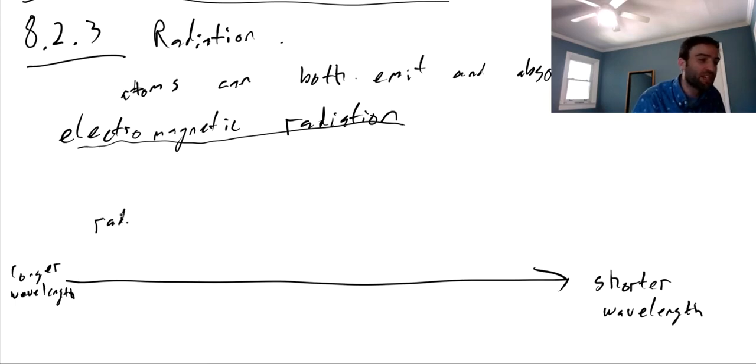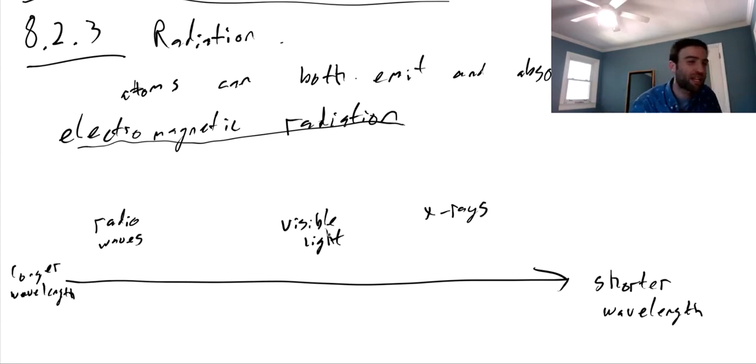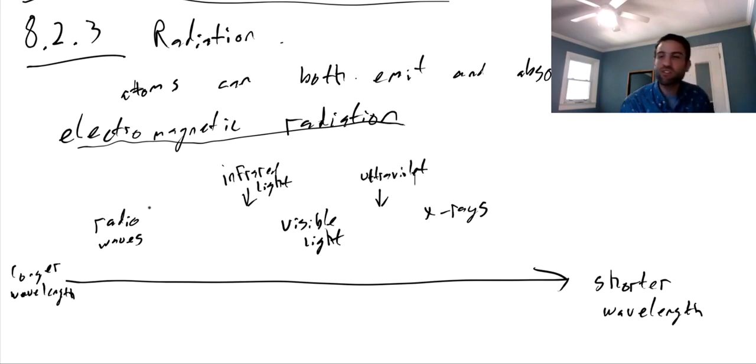So there are things like radio waves, visible light is a type of electromagnetic radiation, X-rays, like you get at the dentist or the doctor's office, that's a type of electromagnetic radiation. There's stuff like infrared light. Maybe you've heard about ultraviolet light. These are all just different types of electromagnetic radiation, which are characterized by having different wavelengths.